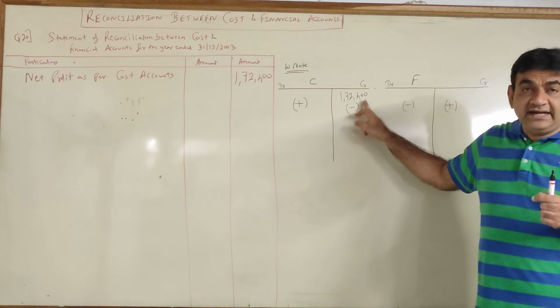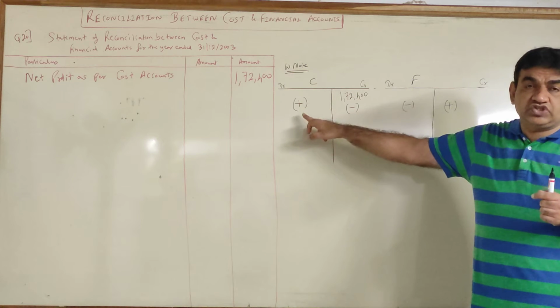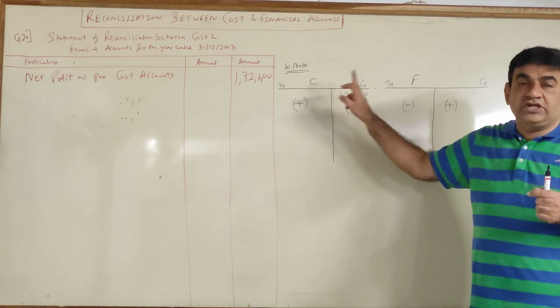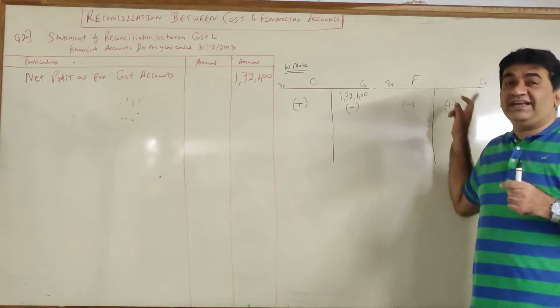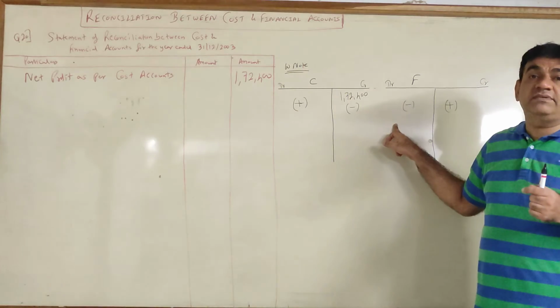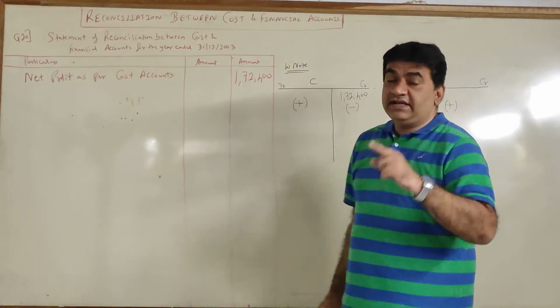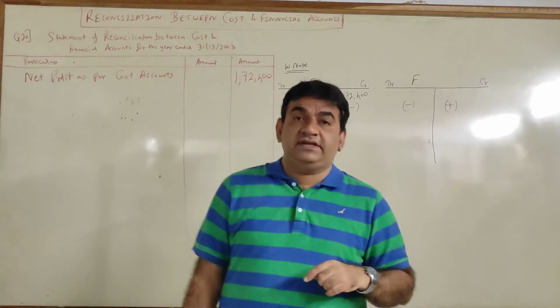Put on the credit side. Below that, put a minus sign. Costing credit minus, costing debit will be plus. Costing credit minus, finance credit will be plus. If finance credit is plus, finance debit will be minus. Now, one by one, we will see the items they have given.